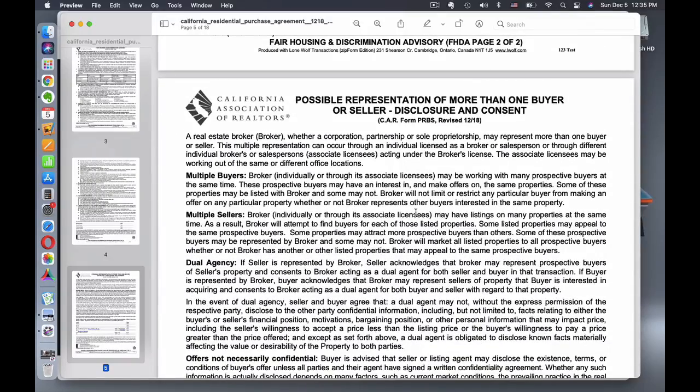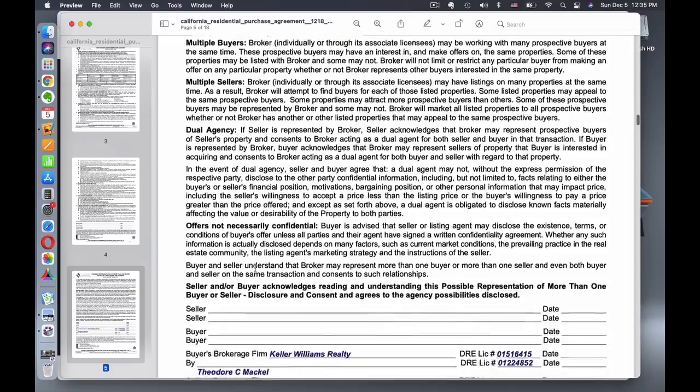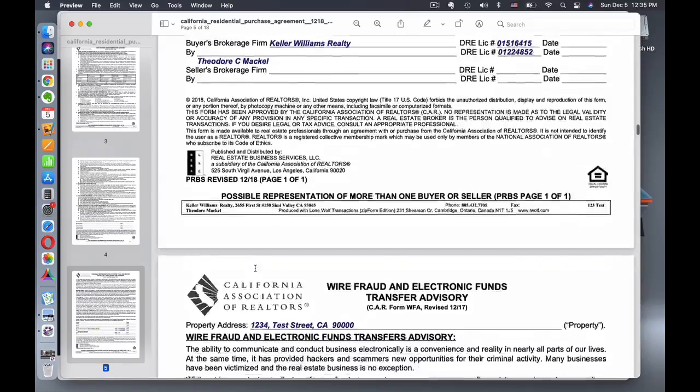Possible representation of more than one buyer or seller. My company has over 200 agents, so we could have multiple buyers coming from our brokerage that could be competing with you. And so this explains kind of how this works. It does go over dual agency if we're representing the buyer and the seller, whether it's through our entire brokerage or individually ourselves. This is something to review through.